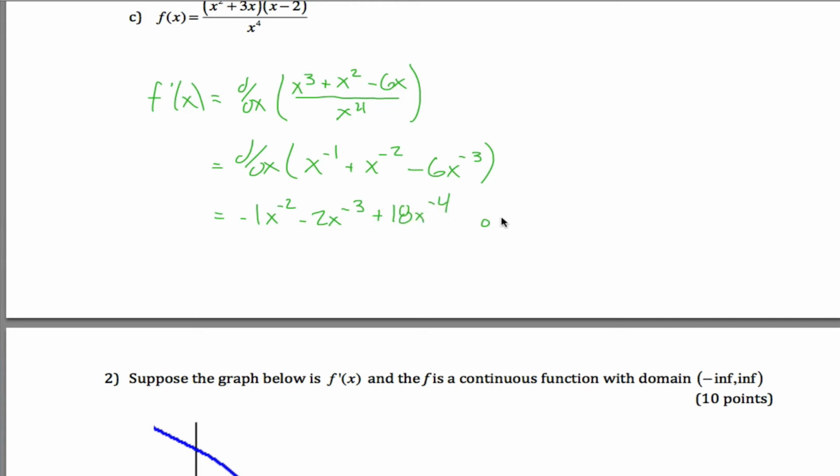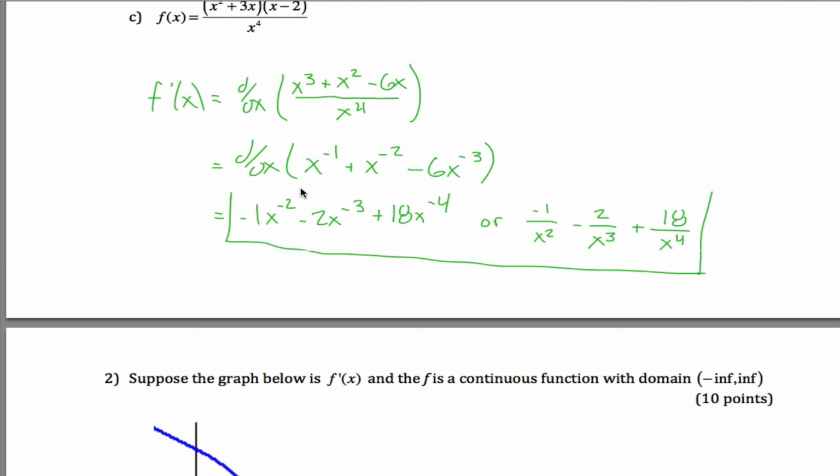This is perfectly fine if you want to leave your answer like that. Another way of writing that is like this. Lots of other ways you can write it. I'll just choose those two and call either of those two an acceptable answer. But really anything similar is fine. Good enough? All right, last one.